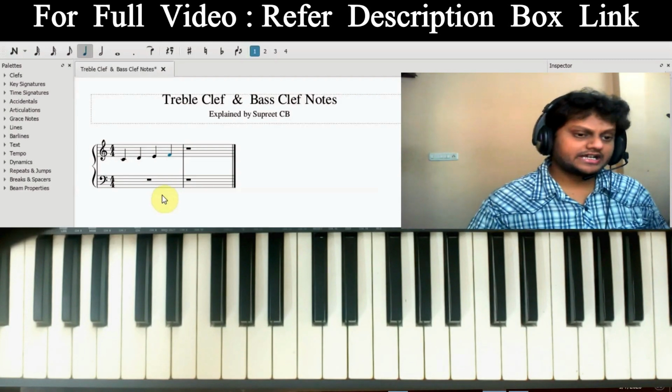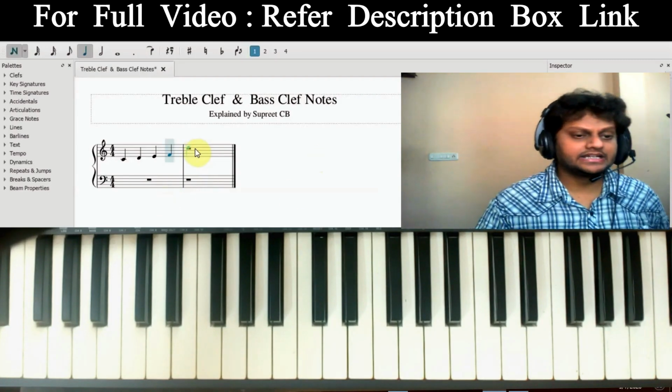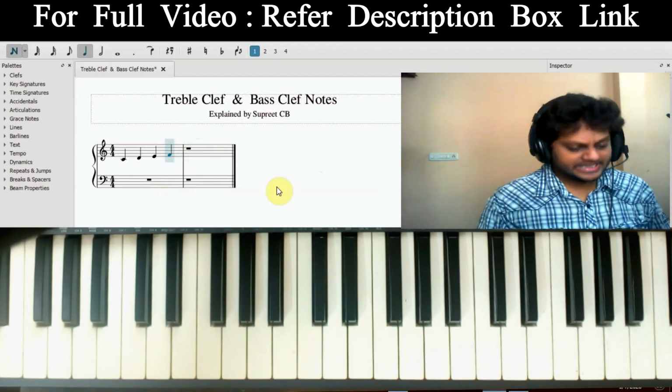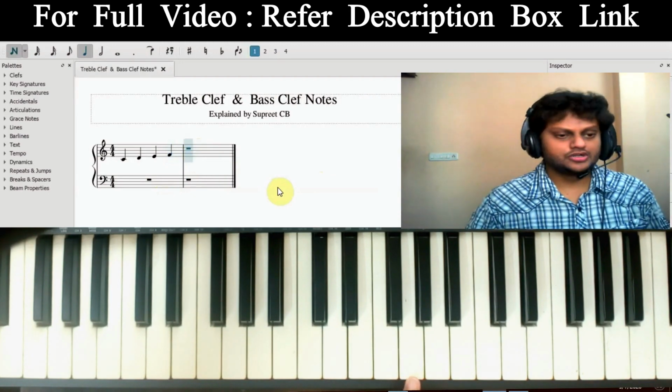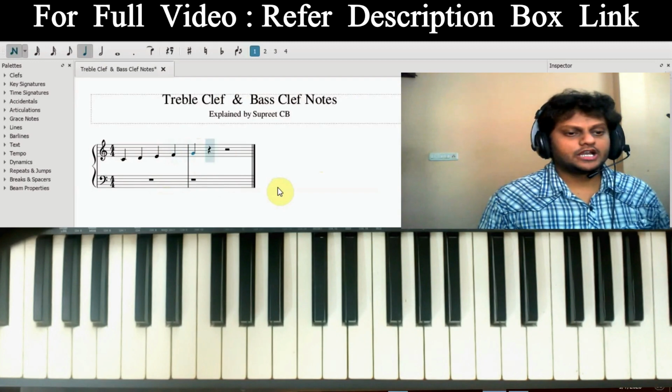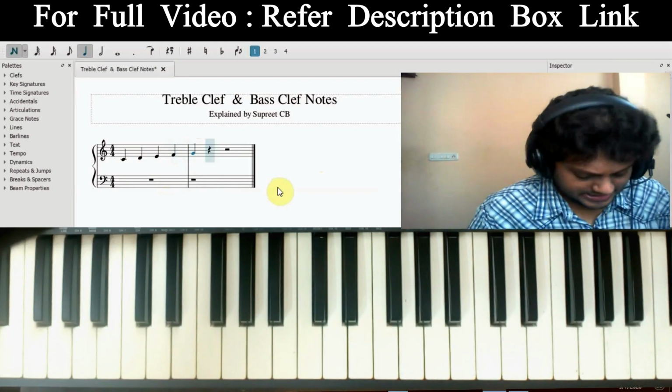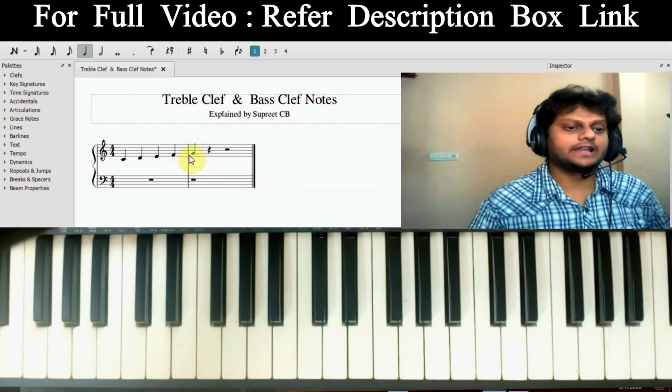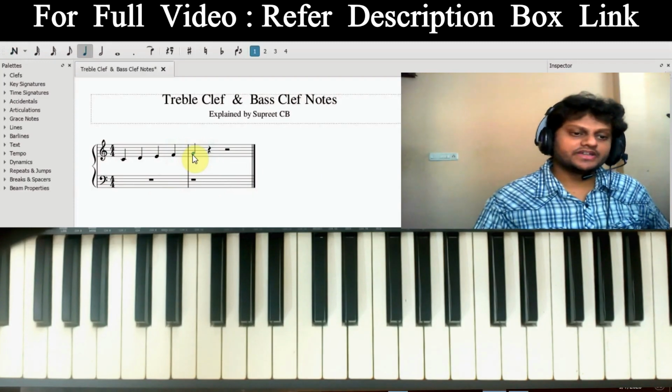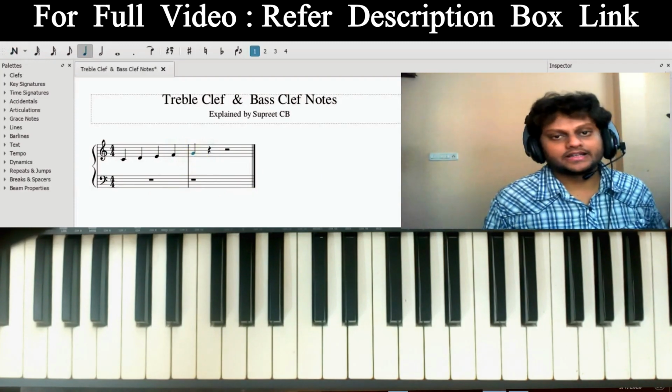Okay, let's go to the next note now. Let me write it in the next bar. The next note is the G note. I'm going to play the G note. Yes, now you can see where the G is located. G is on the second line. You just need to remember that.